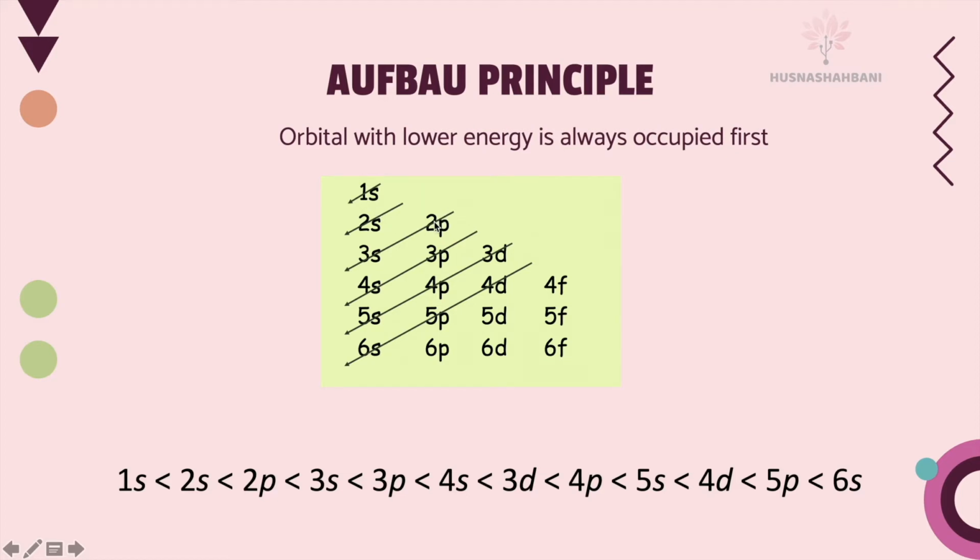The next arrow shows it's 2p. Start with 2p and then follow the arrow direction. After 2p, 3s, and then no value here, continue with next arrow, 3p, and then 4s, and no value. So that's why we have 1s is less than 2s, less than 2p, less than 3s, less than 3p, less than 4s, and so on. This is how you identify which orbital has lower energy, which orbital has higher energy, so you don't need to memorize this order.